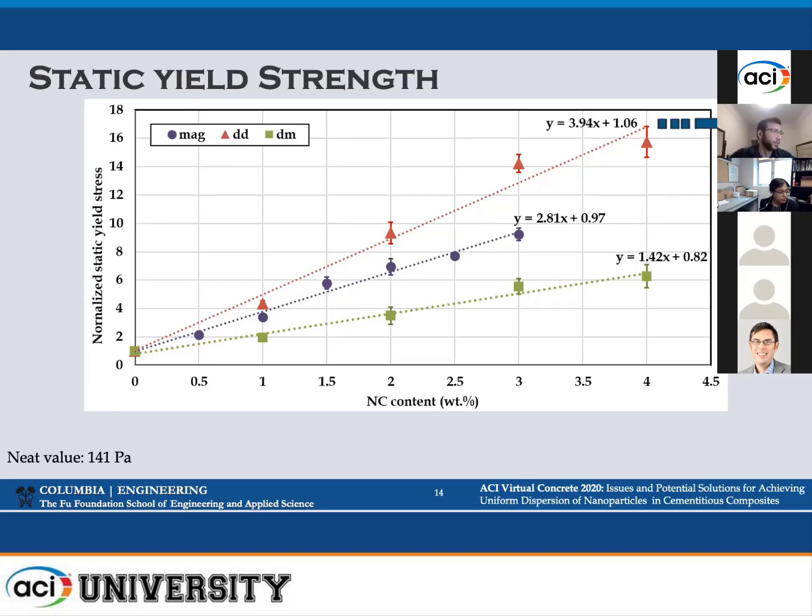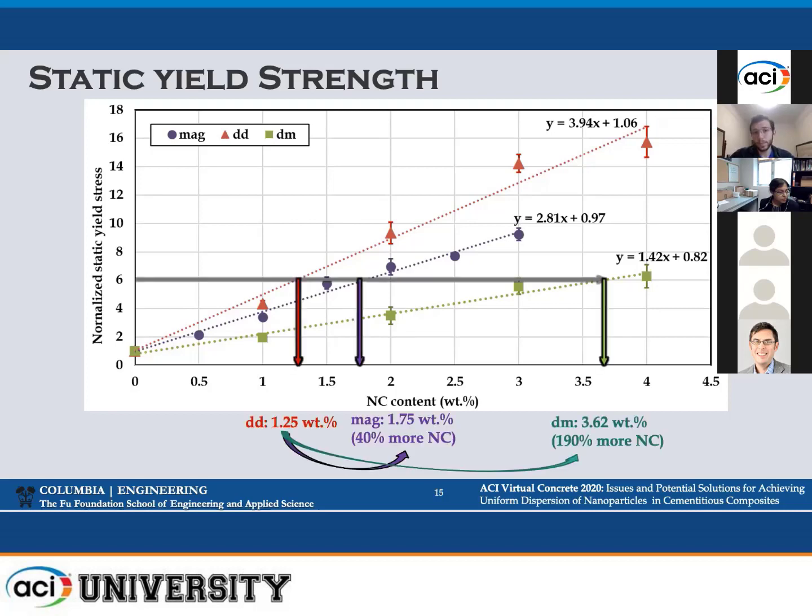And when I'm referring to efficiency, I'm referring to the slopes of that linear line between the static yield stress and nanoclay content. In fact, with dry dispersion, we can reach increases in static yield stress up to 1,500% from that of neat. What that also translates to is a lower required dosage of nanoclays to meet a static yield stress requirement. So for example, if we want to achieve a static yield stress that is 6 times the increase from that of neat, then we will only need to utilize 1.25% of nanoclays using dry dispersion. We would have to use 40% more nanoclays if we use magnetic stirring, and significantly more, 190% more nanoclays, if we're only going to mix the powders and not do any dispersion techniques.